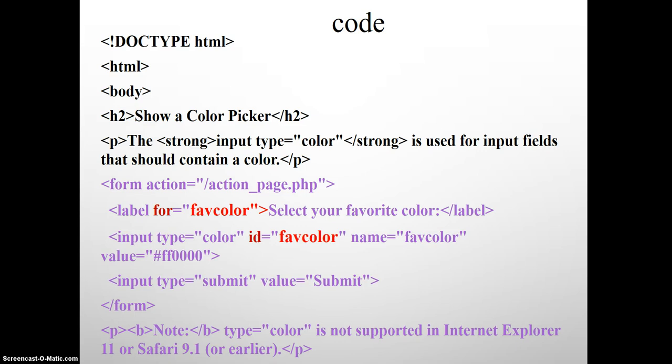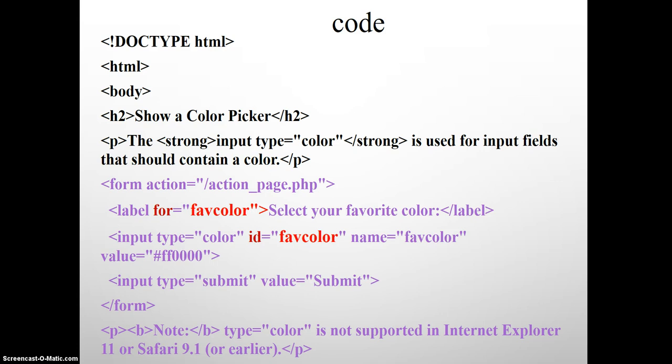P tag close. Form action is equal to, in double quotes, a URL. URL is a Uniform Resource Locator. Action is an attribute of the form tag. It defines the action to be performed when the form is submitted.